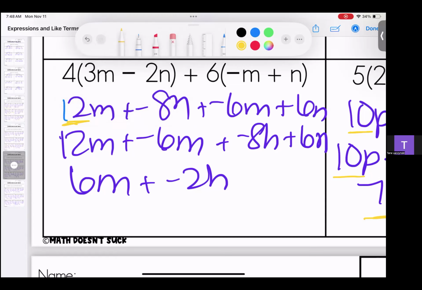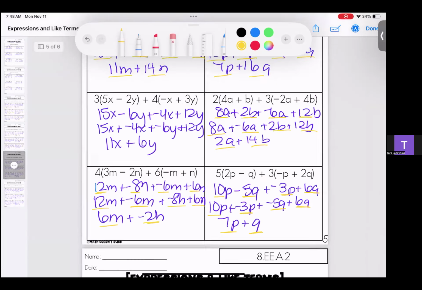Final answer. Okay. 4 times 2 is 8. 6 times 1 is 6. 6 times 1 is 6. 12 minus 6, because we have 2 negatives here. Leave 6 and it's positive. 8 minus 6 is 2. Bigger number is negative. Questions?